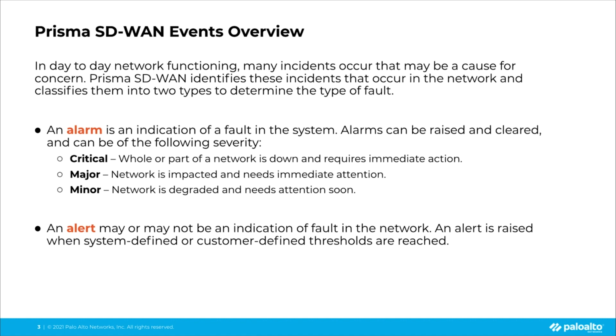Before I dive into the integration details, it is important to understand the Prisma SD-WAN event framework. Within any network, incidents can and will occur that may or may not be a cause for concern. To that end, Prisma SD-WAN implements alarms and alerts within its system. An alarm is an indication of a fault in the system that can be raised and cleared, and their impact is gauged by its severity. An alert may or may not be indicative of a fault in the system, but should still be investigated.